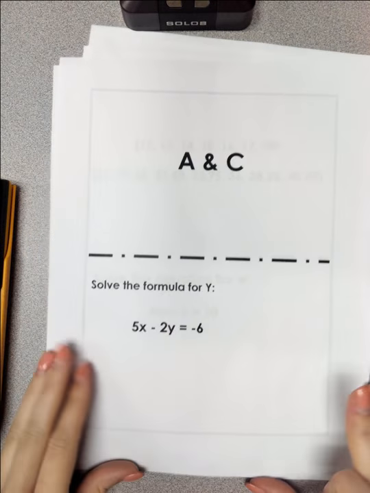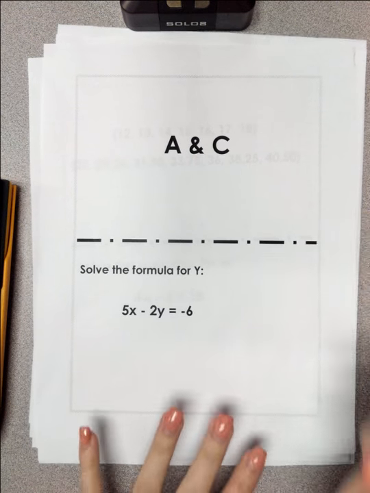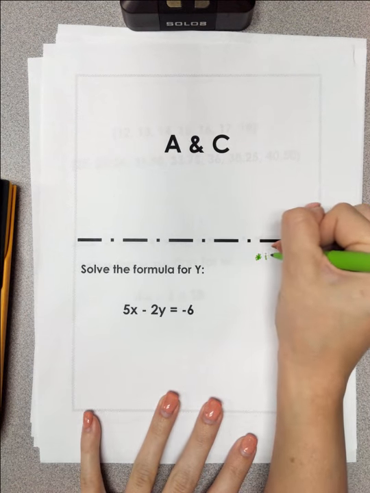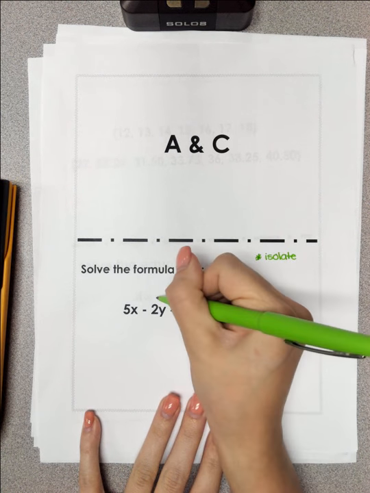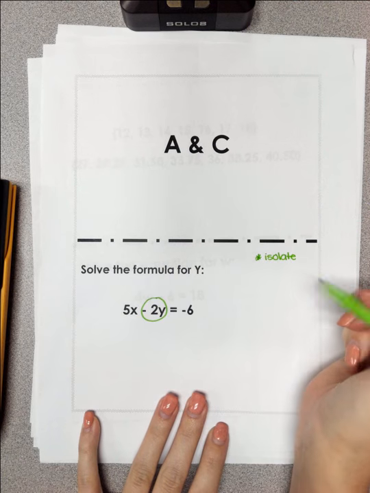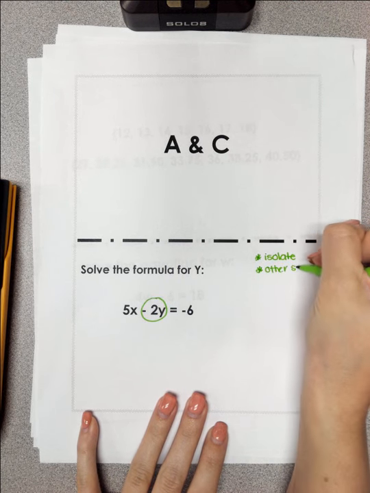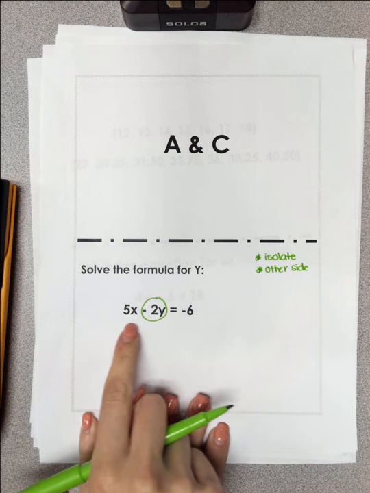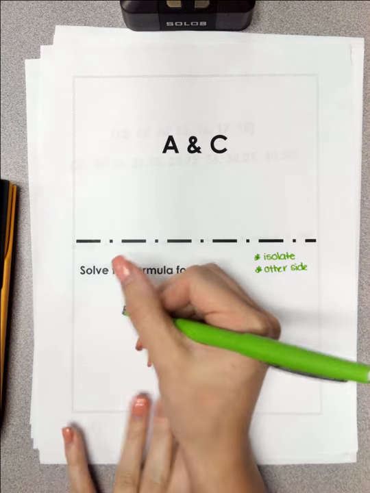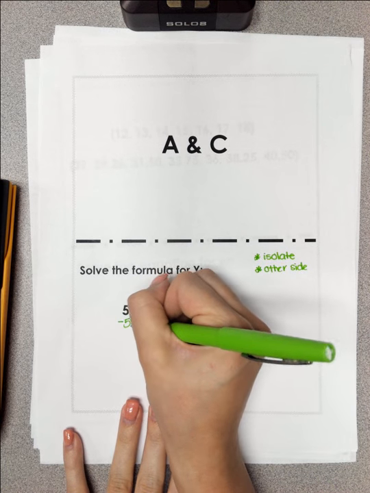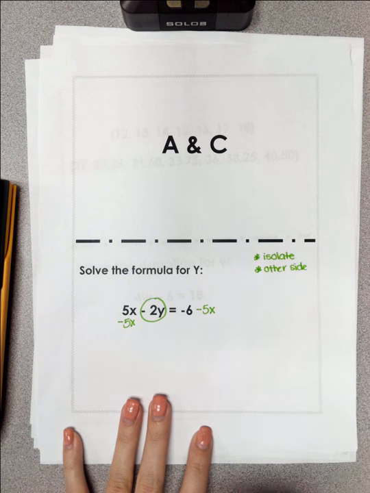Ooh, the fun one. Okay, you are solving for Y. We have our steps. First step, isolate. We are solving for Y, so we're going to circle this Y variable. Second step, other side. We need to move whatever else is over here to the other side. So to move a 5x, you have to subtract 5x. If you do it to this side, you do it to this side.